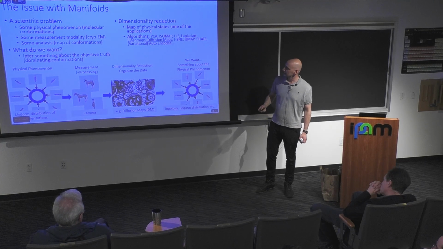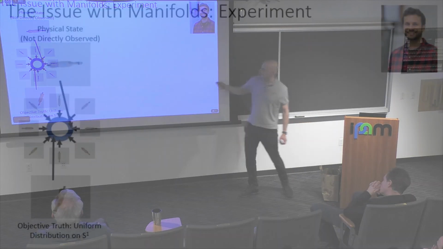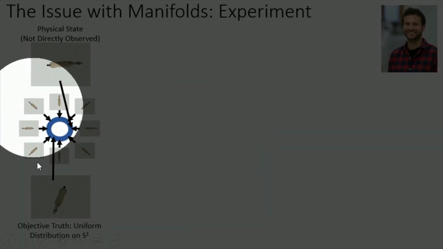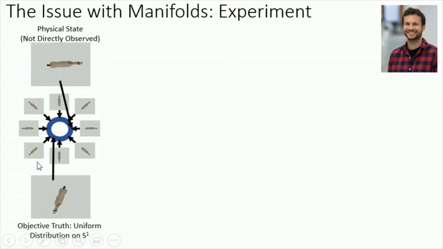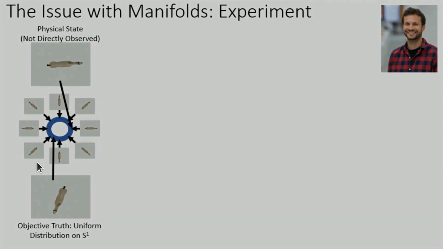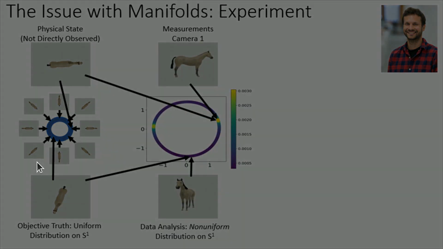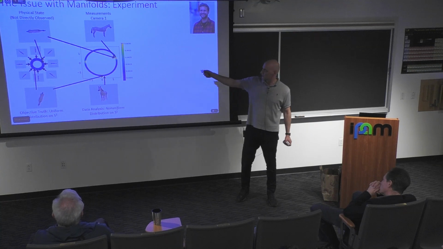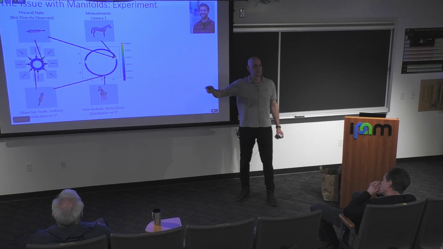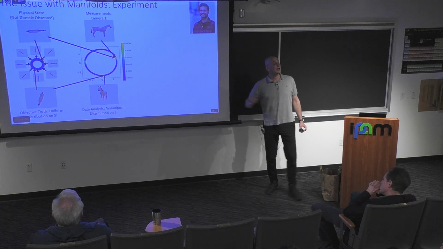So let's do this experiment. Again, we're taking these, this is something we don't observe directly. We have these horses looking in different directions, uniform distribution. We're taking these images, and if we throw these images into manifold learning, yeah.